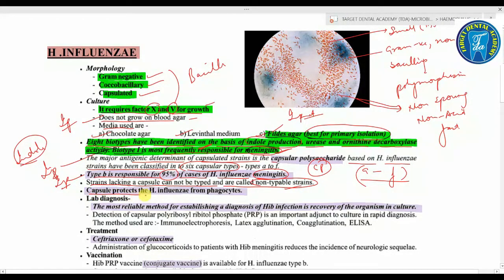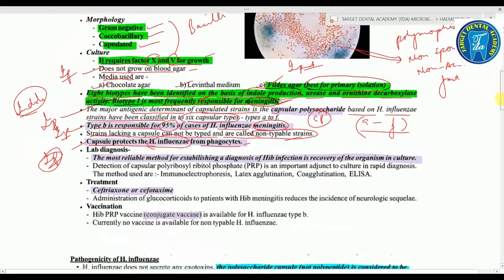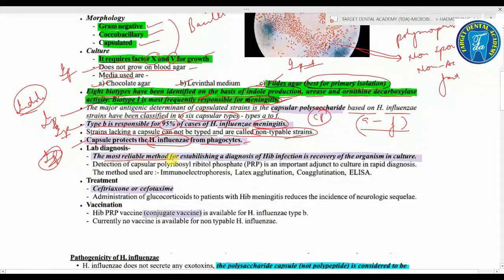The capsule protects the H. influenzae from the phagocytes. Important. So what is the role of the capsule? It basically protects the influenzae from the phagocytes. Coming on to the lab diagnosis. The most reliable method for establishing a diagnosis of H. influenzae infection is the recovery of the organism in culture. Important.